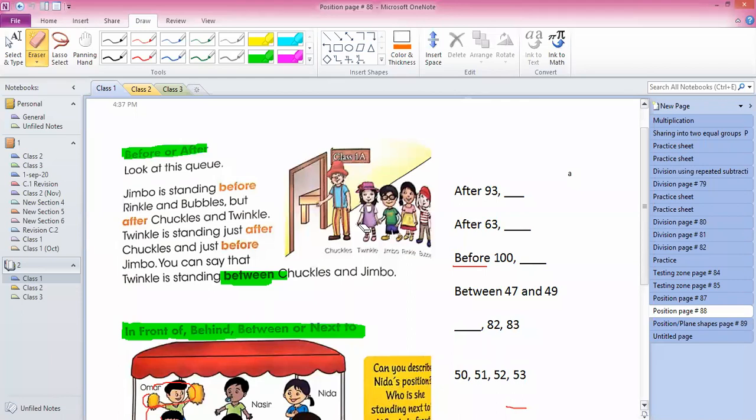For between, if we talk about who is in between Chuckles and Jimbo, you will find in the middle, this is Twinkle. So you will say Twinkle is in between Jimbo and Chuckles. Jimbo is in between Twinkle and Wrinkle.